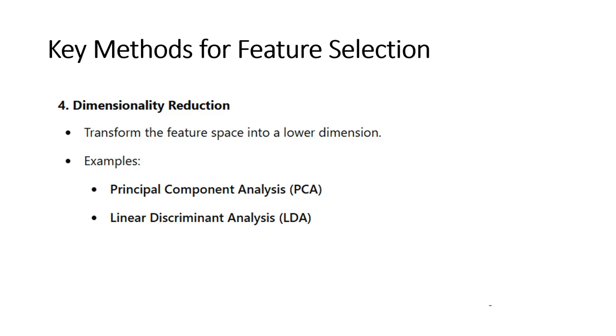Okay, so now let's move to the last method for feature selection, that is dimensionality reduction. It transforms the feature space into a lower dimension. We have two examples. We can implement this through the principal component analysis, that is PCA, or linear discriminant analysis, that is LDA.